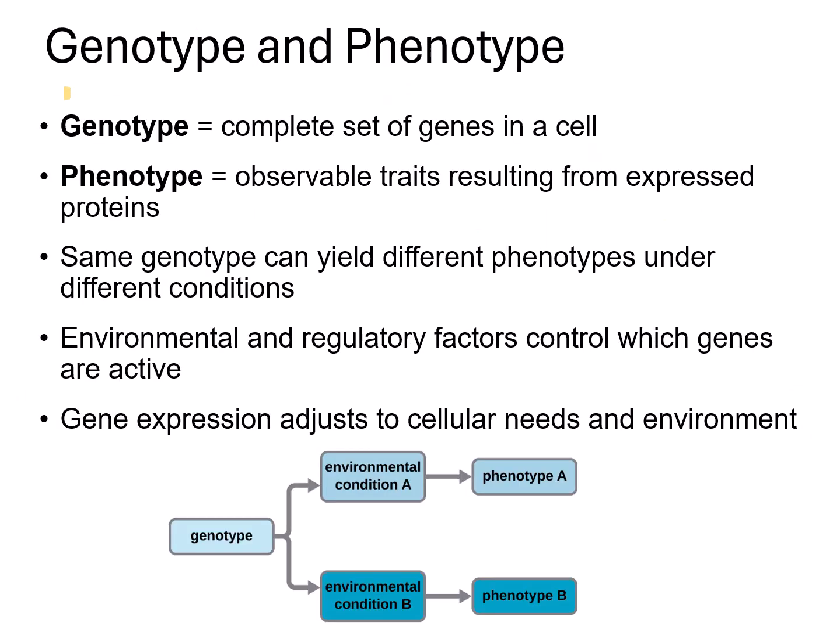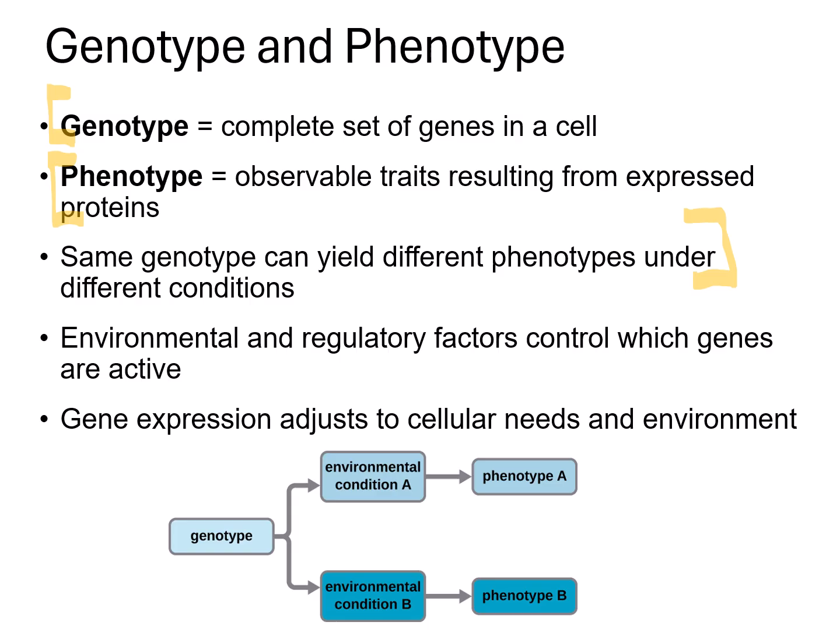The genotype is the full collection of genes in a cell. The phenotype is what we can observe, right? What we see. The traits or characteristics that result from protein activity. And even if two cells have the same genotype, their phenotypes can be different depending on which genes are turned on or off at that time. So gene regulation helps cells use energy efficiently and respond to their environment.